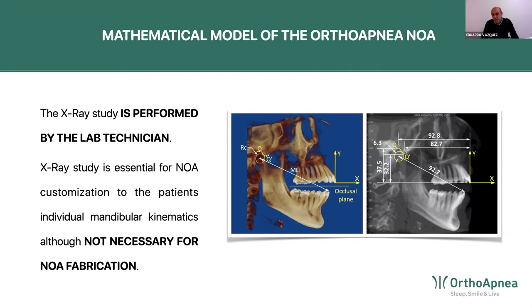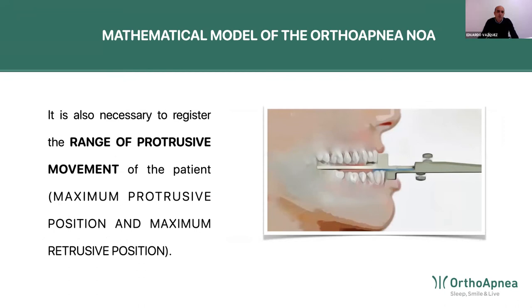So as I said, for the mathematical model, we need the X-ray or the picture in order to make the kinematic customization. And we also need the range of protrusive movement in the sagittal plane. So preferably we are going to use a George gauge, and what we are going to do with the George gauge is provide the maximum degree of protrusion and the maximum degree of mandibular retrusion. And with this information and with the picture or the teleradiography, the lab is going to be able to calculate the individual kinematics of the patient's mandible.